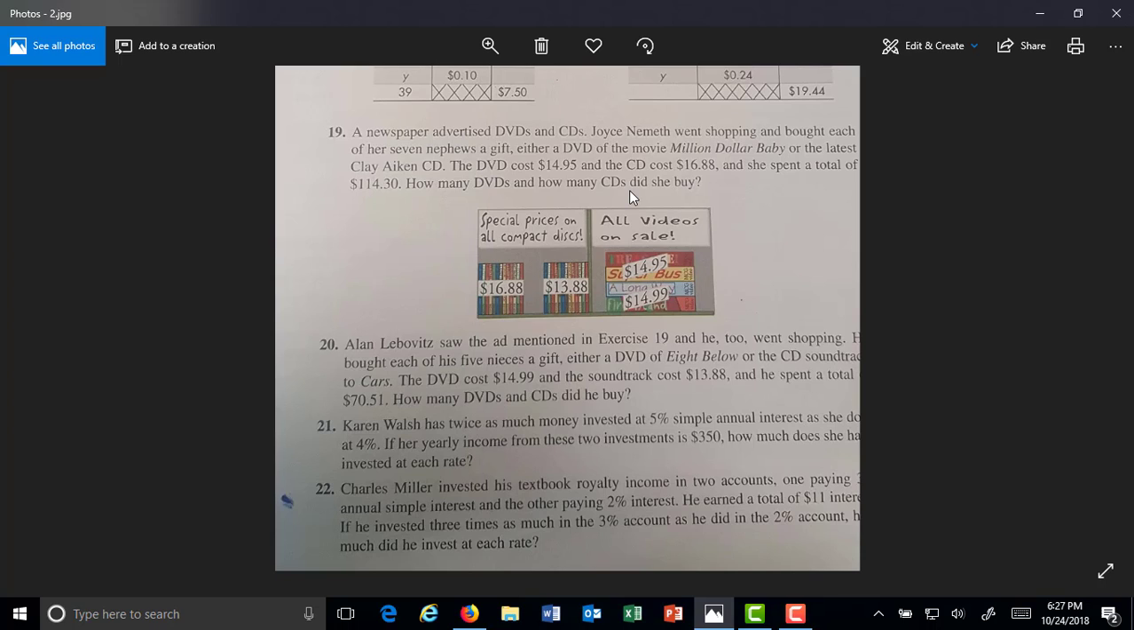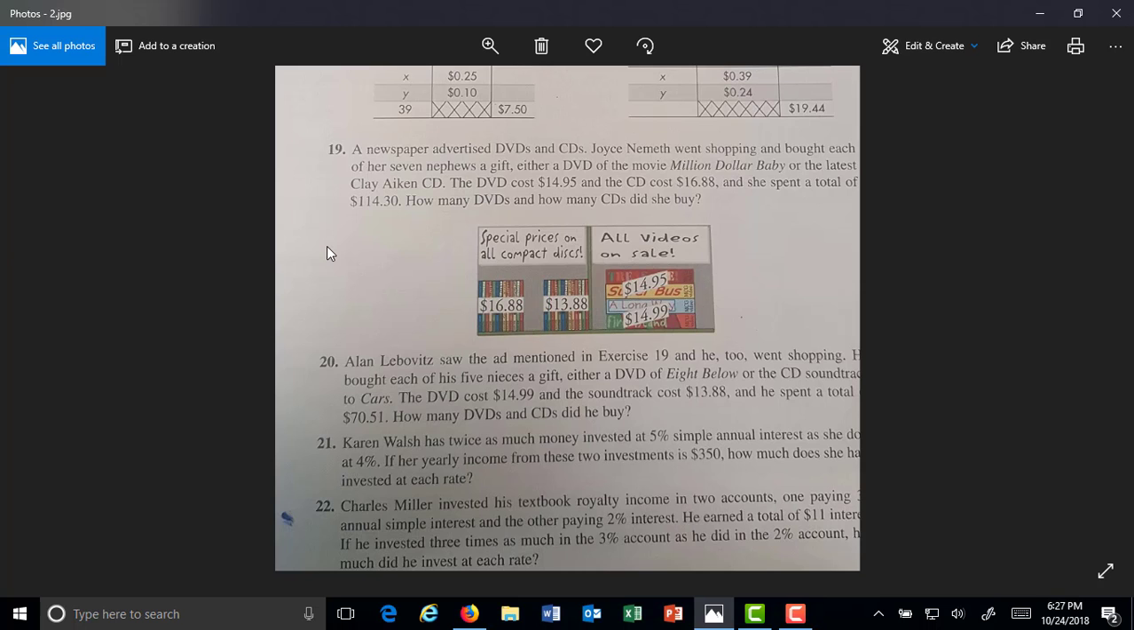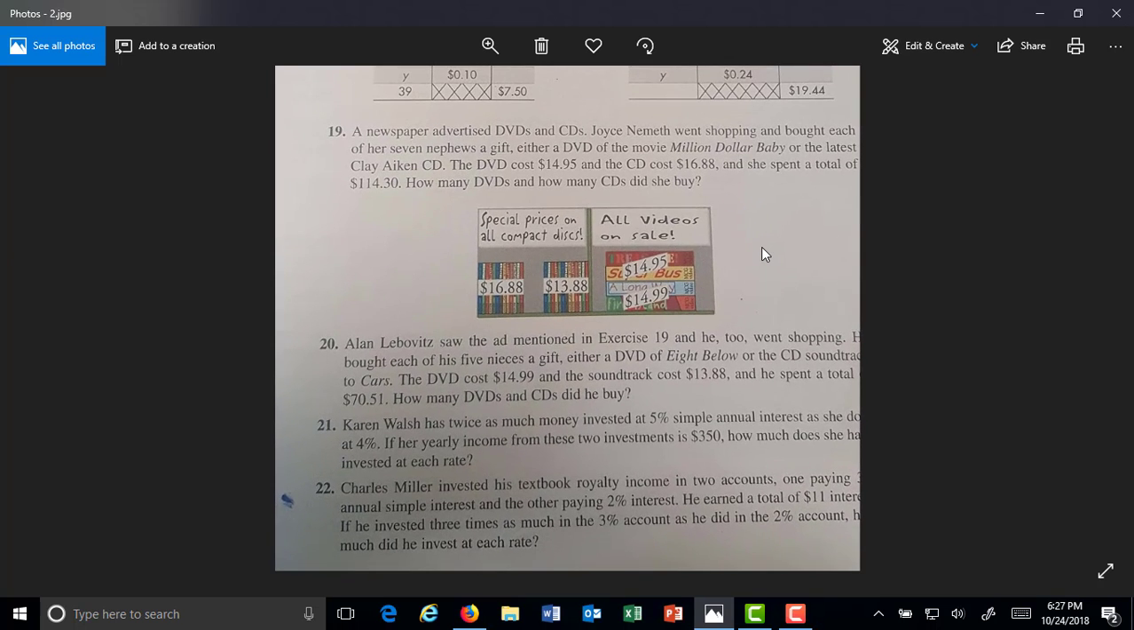He too went shopping. And he bought, so it's the same thing, but he has five nieces. Right? So it becomes boring almost. Because we have, oh, what do we have? Same thing, right? X plus Y equals how many? There it is, see?